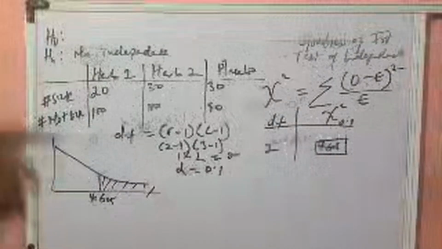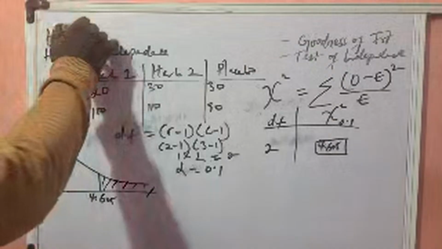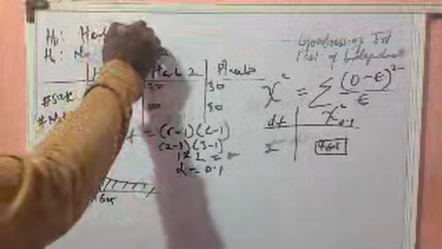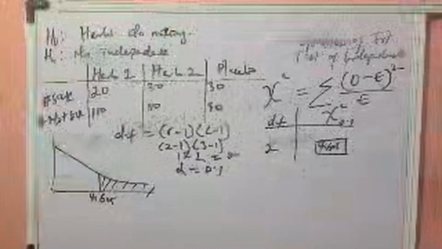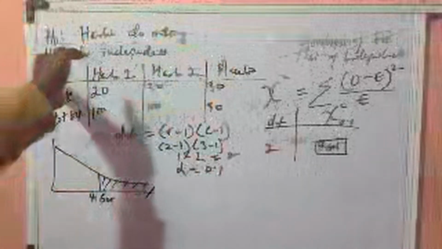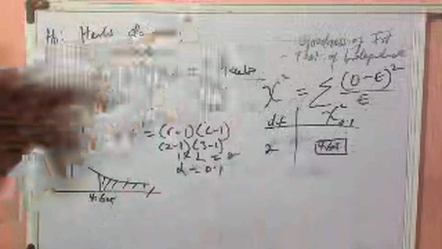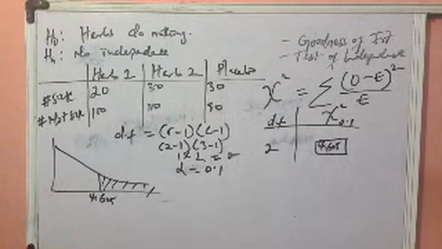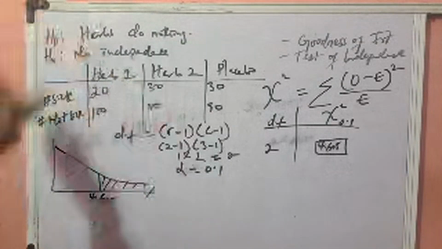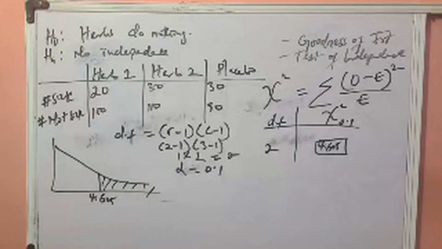So a way I may want to frame this now would be that Habs do nothing. Since we are saying there is no dependency, there is independence, this one and this one don't depend on each other. That means Habs don't do anything. It doesn't affect whether somebody is sick or not sick. That's the meaning of that. There is no dependency. There is independence. They don't depend on each other.